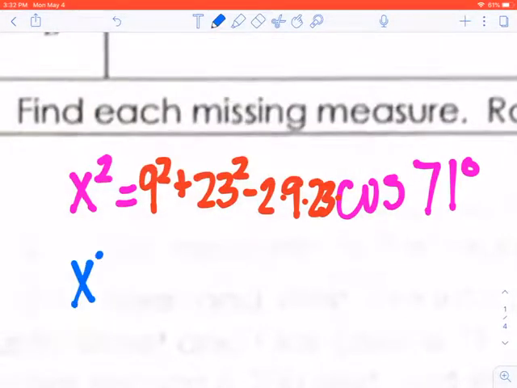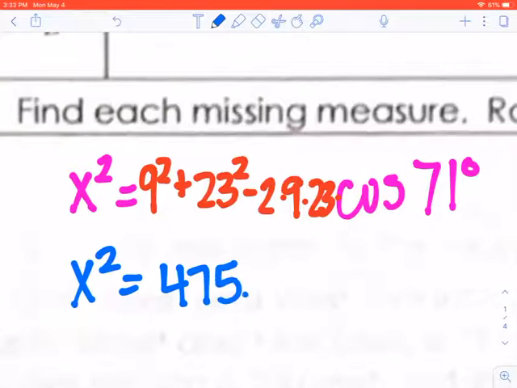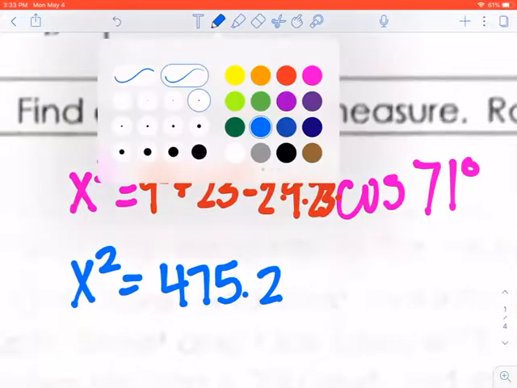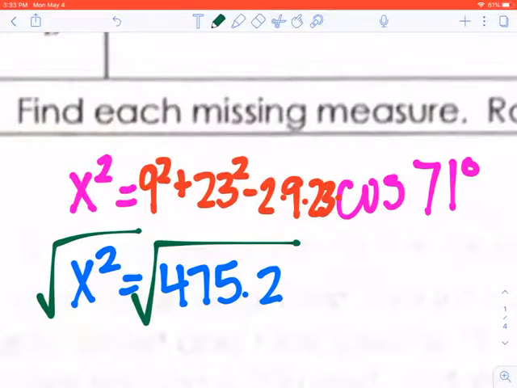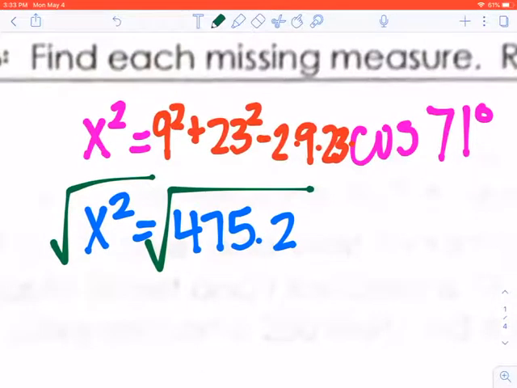So I'm going to come back, and I'm going to say x squared is equal to 475.2 and so on. I still haven't solved for x, though. The last part of this is going to be to square root both sides. Normally, when you square root two sides, you get a positive and a negative, but because we're talking about lengths of triangles, we're only going to look at the positive. So the square root of x squared is x.